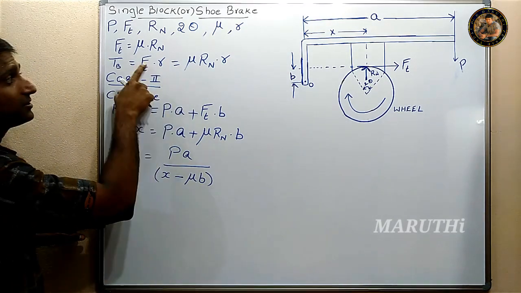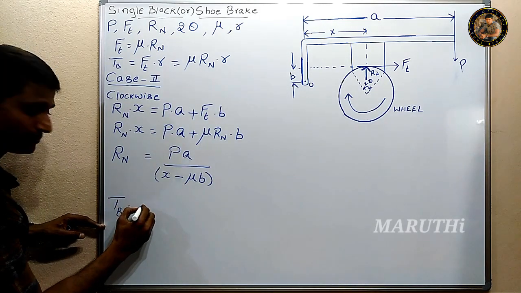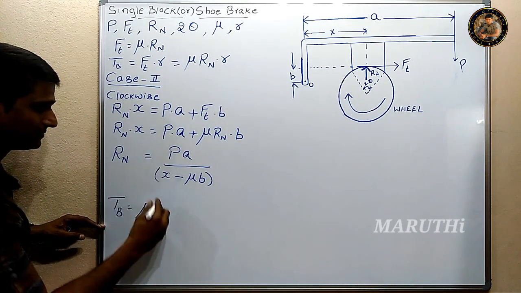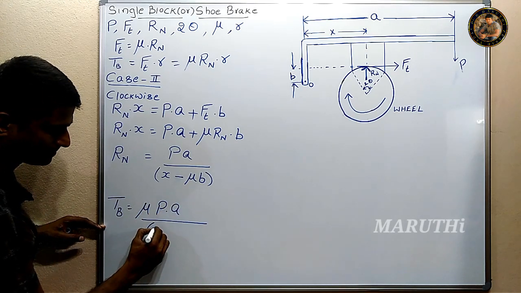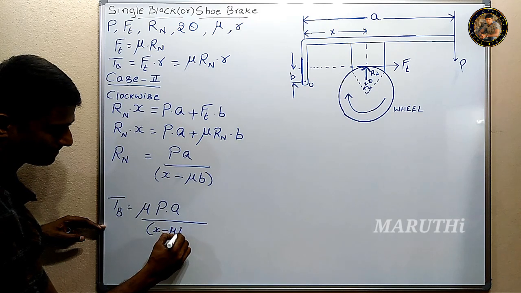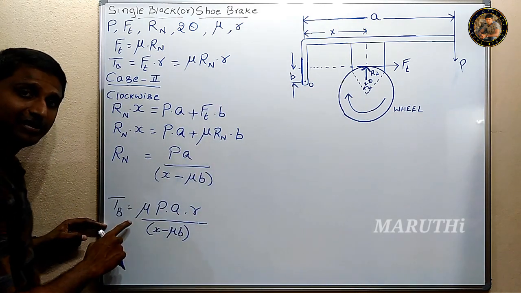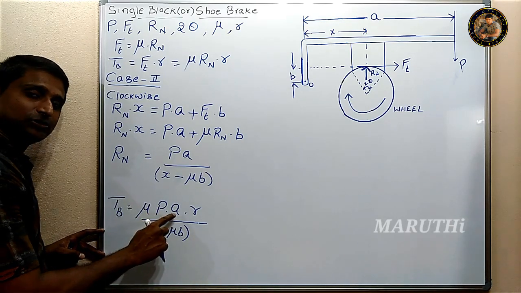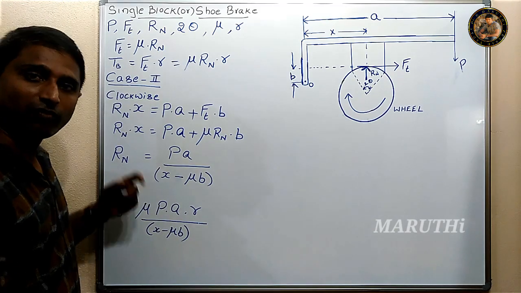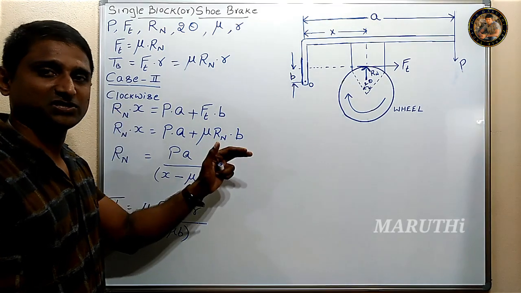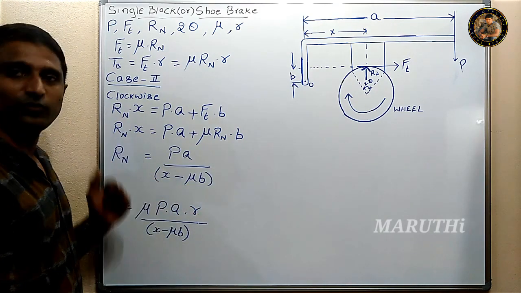So now therefore braking torque equals Ft into R. Ft is nothing but mu Rn. Therefore mu Rn R. So substituting this Rn into R, finally braking torque is mu P into A into small r divided by x minus mu B. So this is the braking torque when the line of action of friction force is above the fulcrum and that too brake drum rotating in clockwise direction.